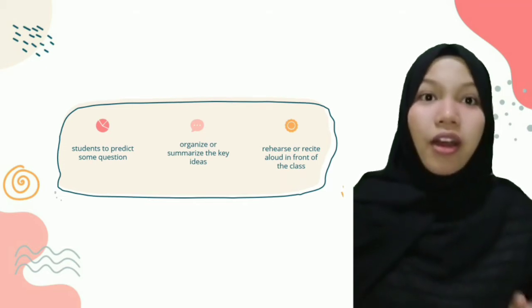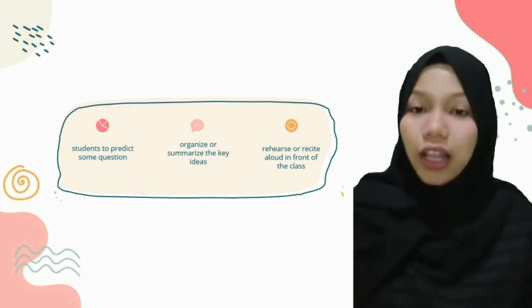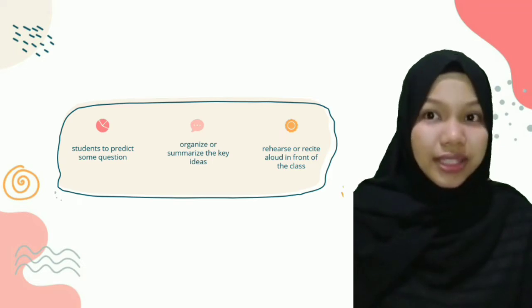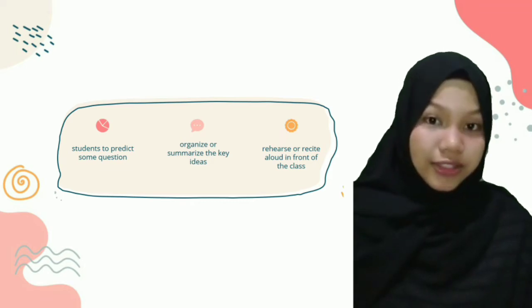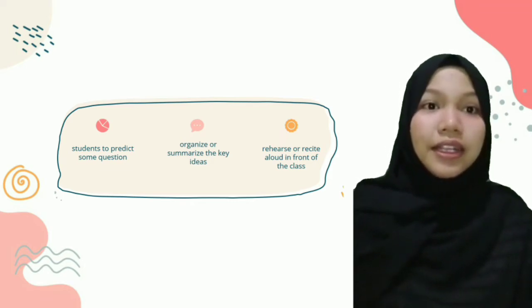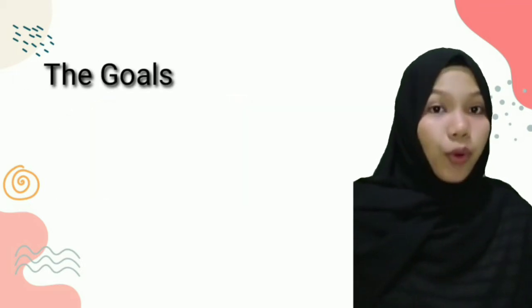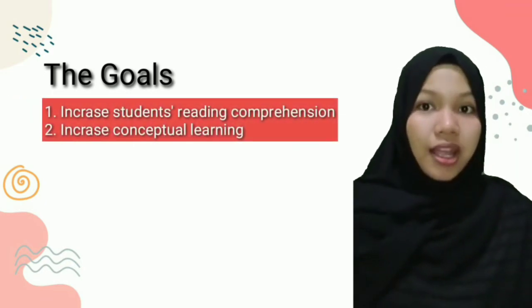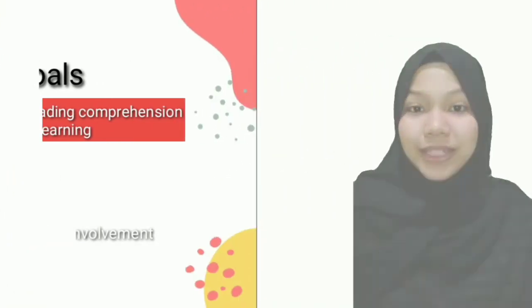The method prepares students to predict some questions, organize or summarize the key ideas, rehearse or recite aloud in front of the class, practice by answering the predicted questions, and evaluate their tasks by themselves before they are collected by the teacher. These activities take place after the students read the text, and the goals of the method are to increase students' reading comprehension and increase conceptual learning in a way that maximizes students' involvement.